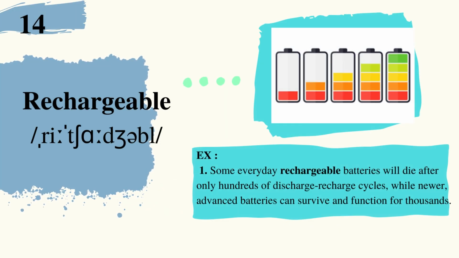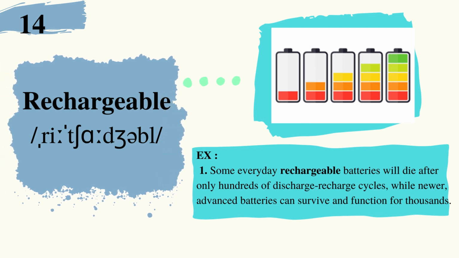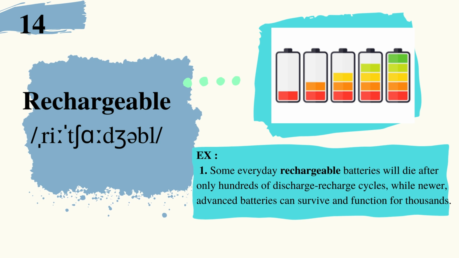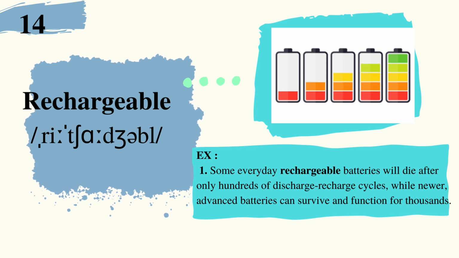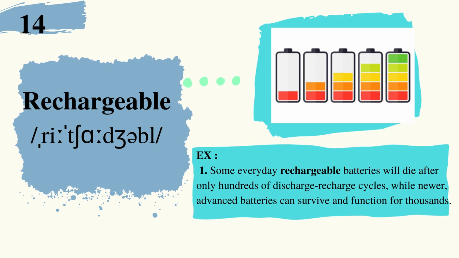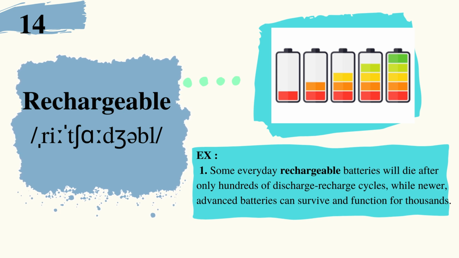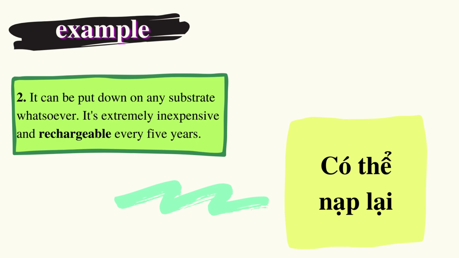14. Rechargeable. Example. Some everyday rechargeable batteries will die after only hundreds of discharge-recharge cycles, while newer advanced batteries can survive and function for thousands. It can be put down on any substrate whatsoever. It's extremely inexpensive and rechargeable every 5 years.